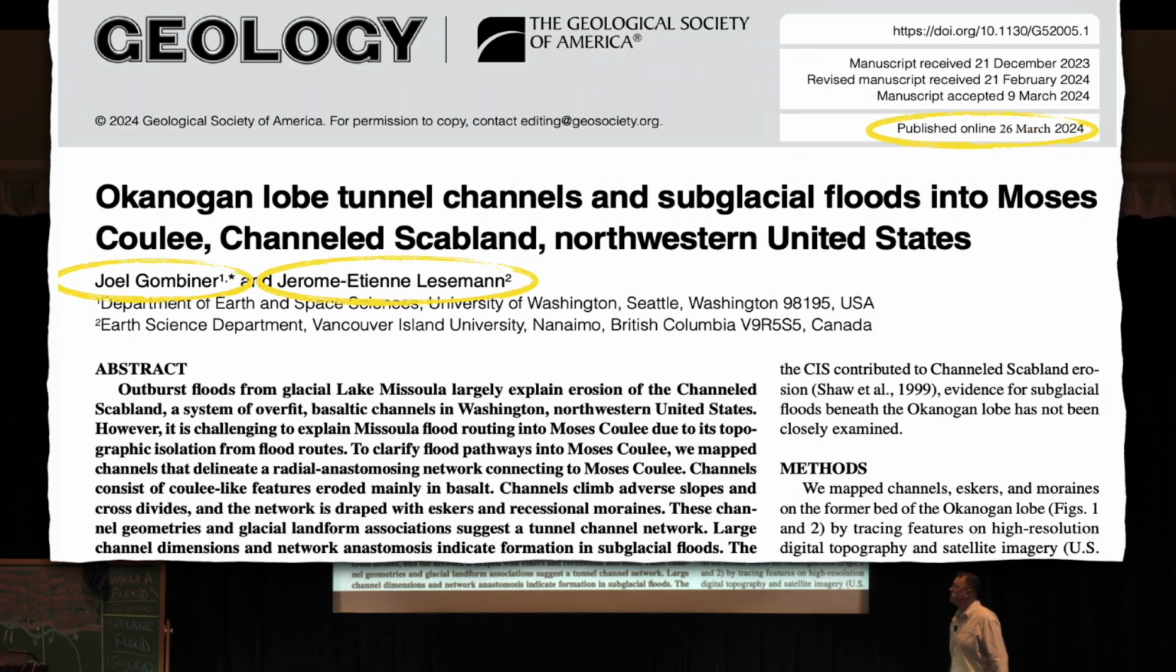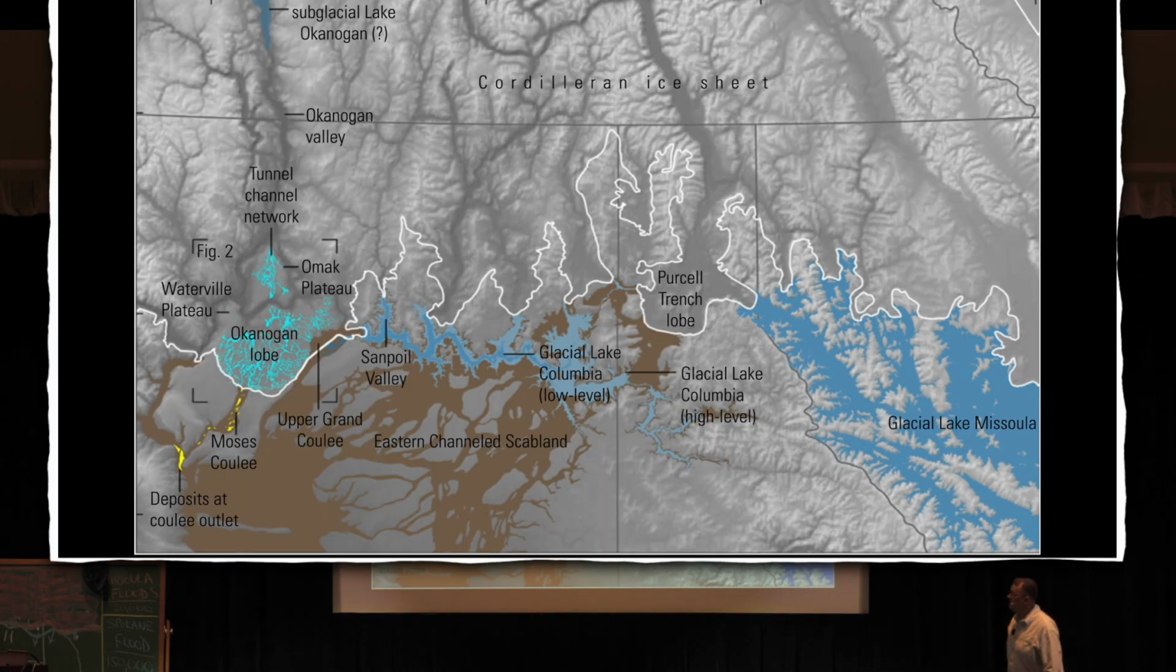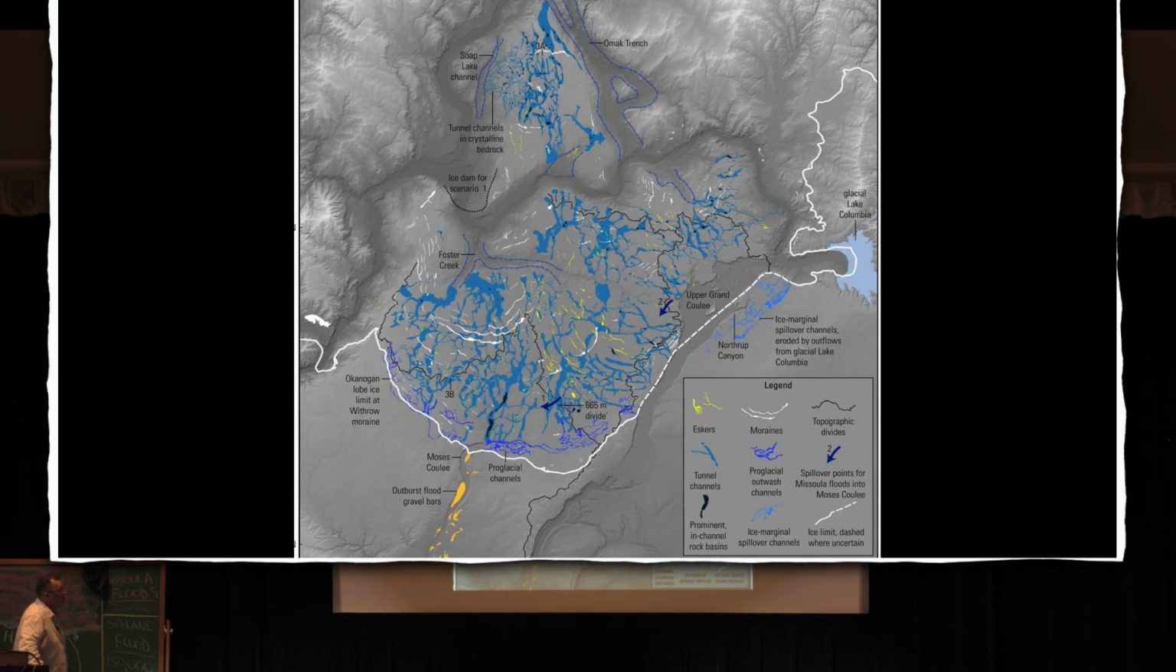There's Joel and Jerome working together. These are the maps crafted by these fellows, and here is our radial pattern of tunnel channels. That's the interpretation. And so all I want you to notice is that we don't have an isolated Moses Coulee anymore if we have these connecting channels in light blue that are heading north. They're not oriented towards Montana. They're oriented north, the Great White North. Beautiful, undocumented until last week in print, feeding to Moses Coulee.